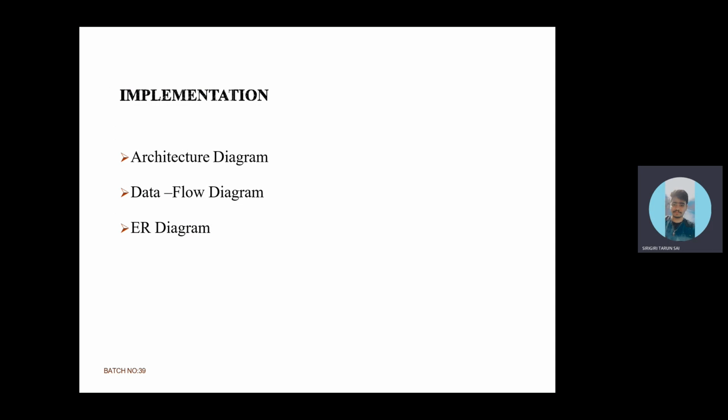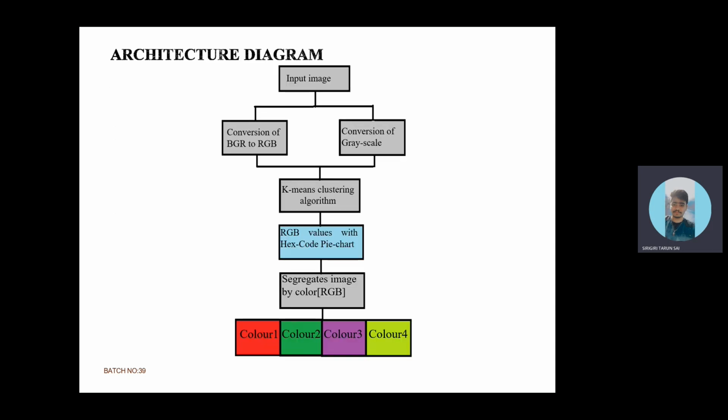Hi, myself K. Varshit, and now I am going to explain the architecture diagram. From this architecture diagram, the input image is divided into two parts. One is the conversion of BGR to RGB, and the other is the conversion to grayscale. By using the K-means clustering algorithm, we can define the RGB values with a hex code pie chart, and it will also segregate the image by RGB colors, and it will classify the colors into 4 different types.